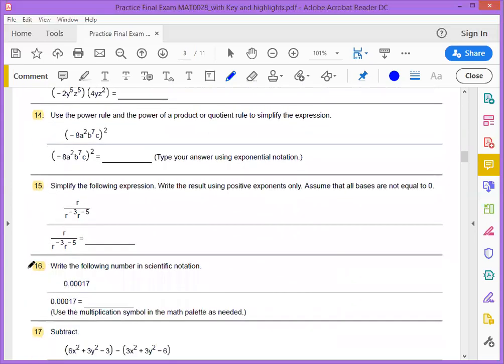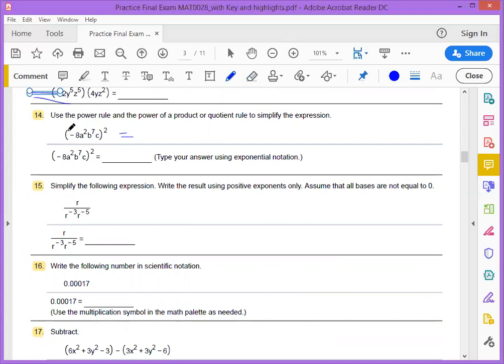Right, now let's look at number 14. So you have, in parentheses, negative 8a squared, b to the 7th power, and c, and then all of this stuff is being raised to the second power, which means we're going to take each term individually and raise them to the second power. All right, so let's look at what happens here. Let me erase some of those lines so we can see what's going to happen.